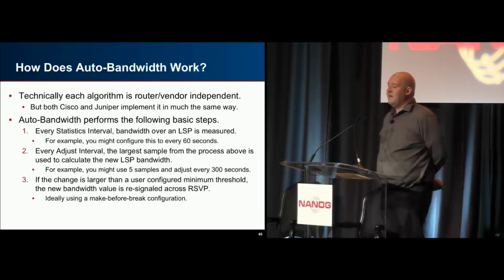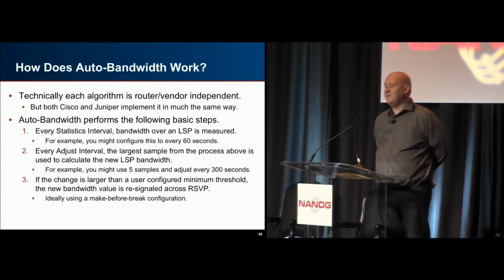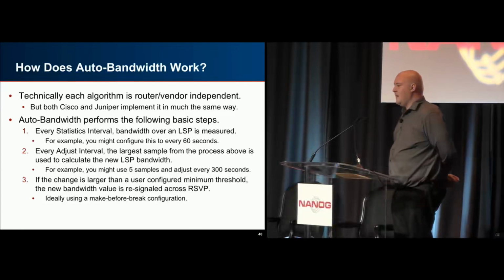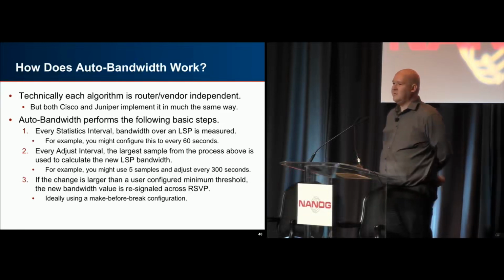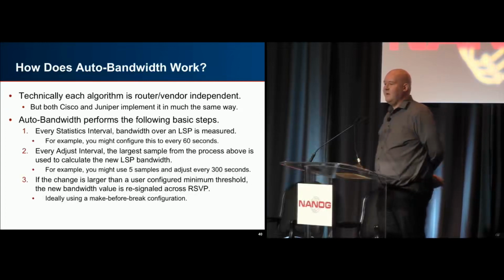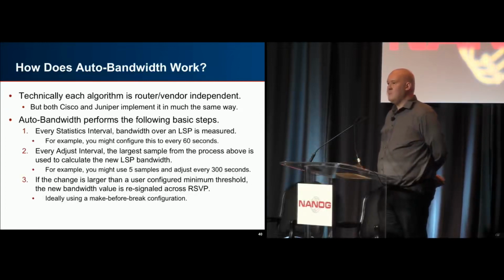Then you have a different value called an adjust interval. And what happens here is every adjust interval, you look for the largest sample and use that to calculate the new LSP. So let's say, for example, your adjust interval is 300 seconds, 5 minutes. So in that 5-minute cycle, you've got 5 different samples that you look at. So you look at, during this 5-minute window, I saw a 60-second period, and this was the max value.